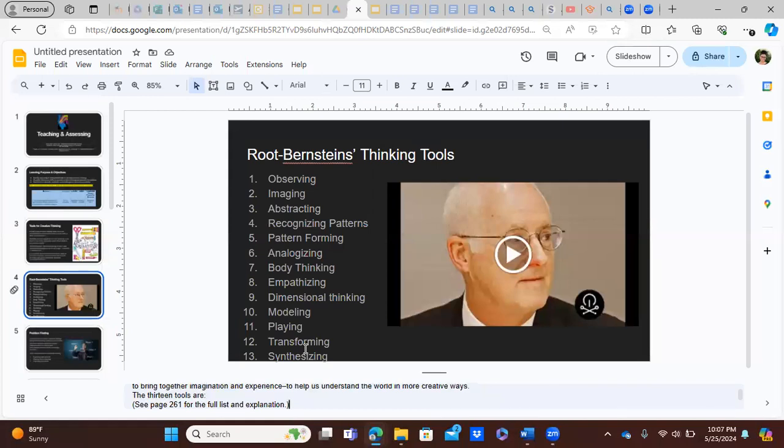Analogizing, so the creation of analogies is a logical extension of recognizing and forming patterns. Creators recognize that two seemingly different things share important characteristics. This can lead to poetic images of life of a spider's web or the invention of a new pump based on the anatomy of a shellfish.